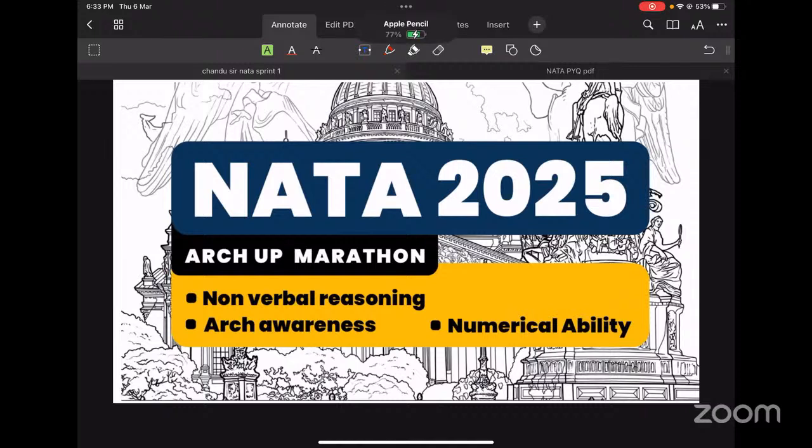Okay, so we are very close to the NATA exams right now. NATA 2025 is now on. So over here, we are coming up with marathon sessions for your preparation for NATA 2025. Today we will be including non-verbal reasoning, architecture awareness, as well as numerical ability.